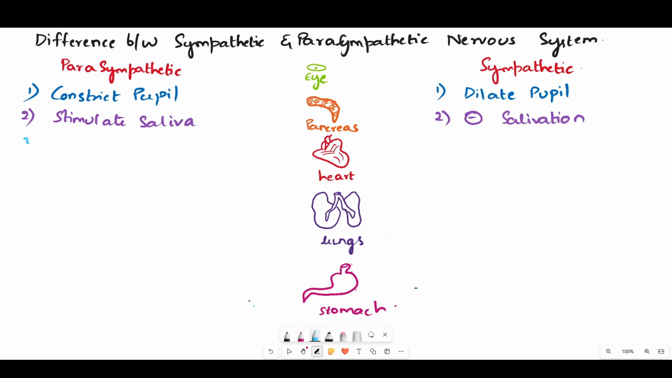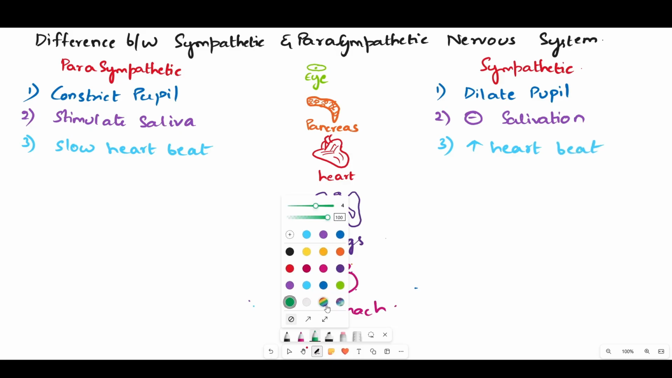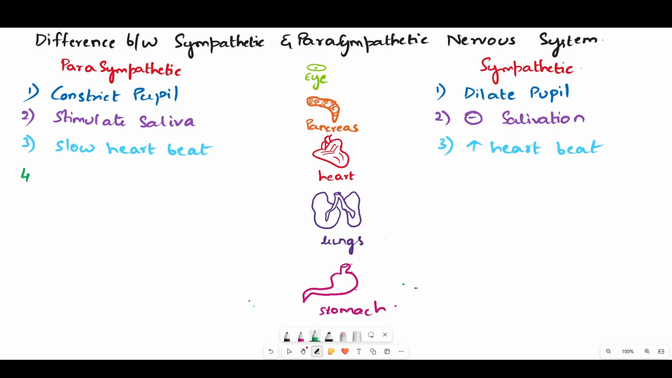Then, coming to the third one, the parasympathetic effect on the heart is that it will be slowing the heartbeat, whereas the sympathetic nervous system will be increasing the heartbeat. Coming to the lungs, the parasympathetic system will be constricting the airways, whereas the sympathetic nervous system will be relaxing the airways.